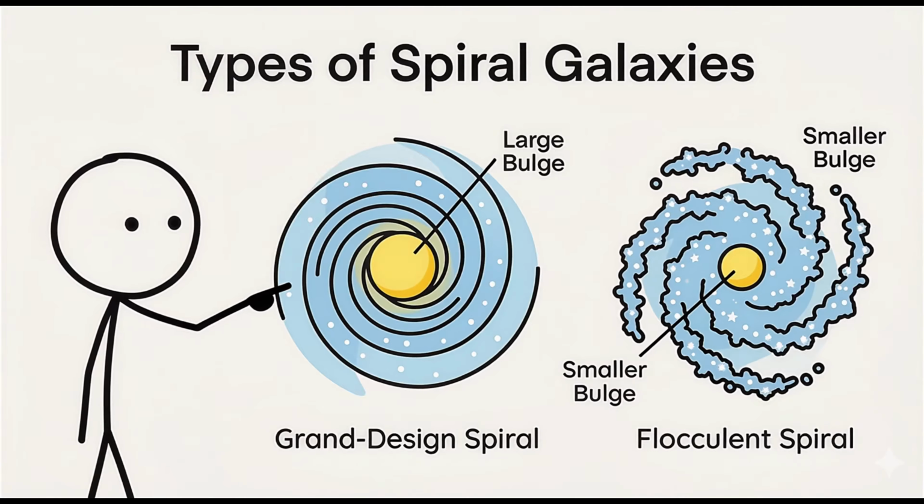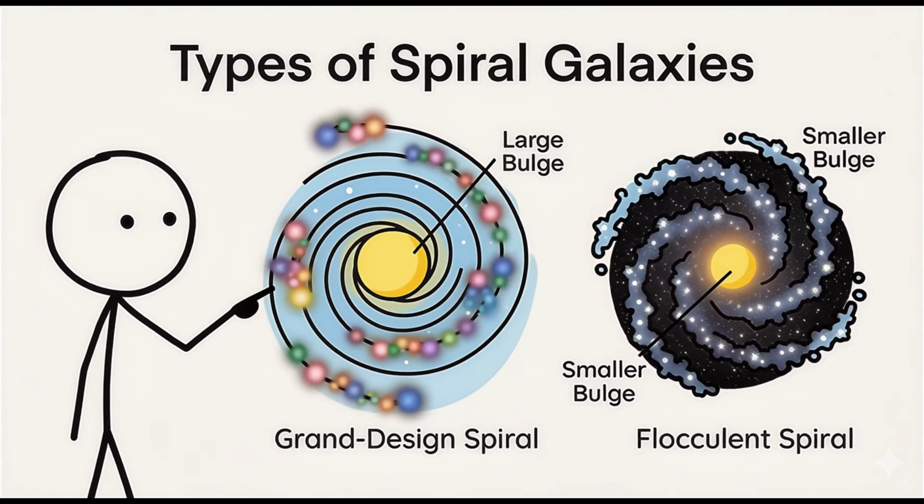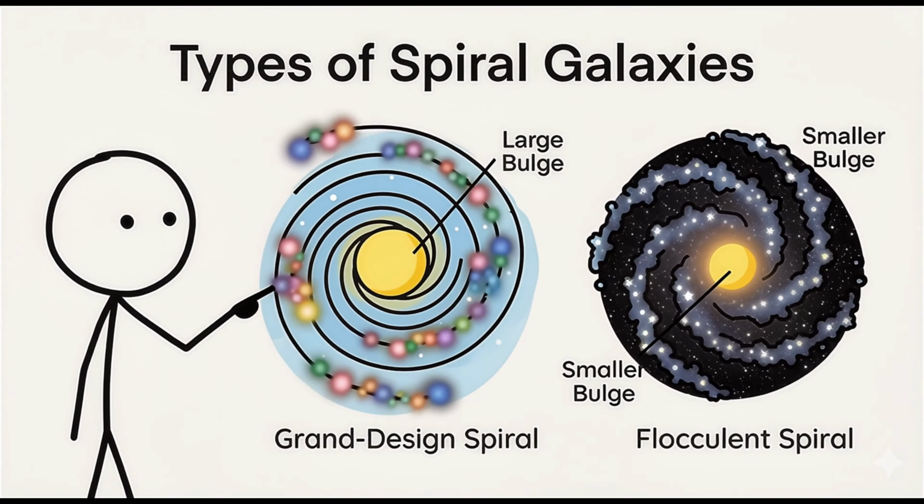They are classified by how tightly wound their arms are and the size of their central bulge, ranging from grand design spirals with well-defined arms to flocculent spirals with a more patchy, woolly appearance.